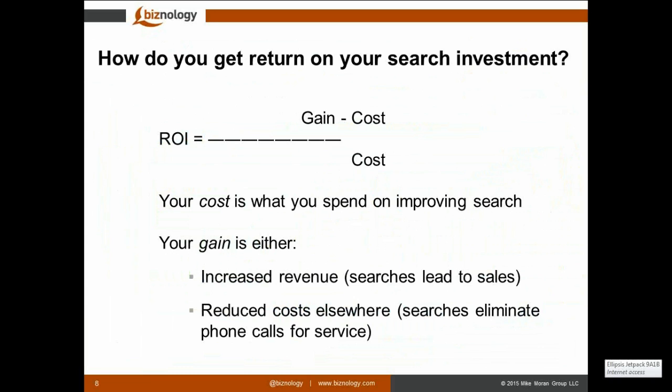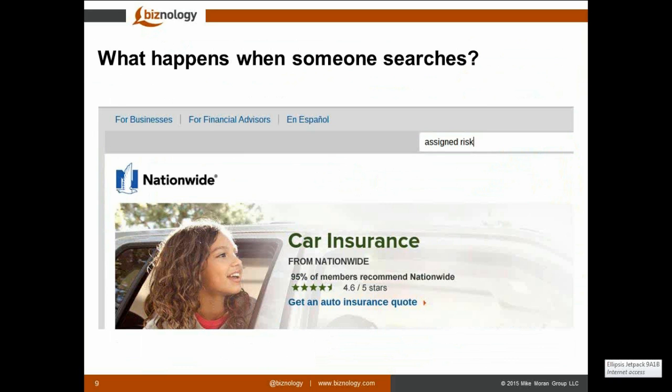So the gain could be either of those things or a combination of both. So let's figure out what's really happening when someone searches for something. Let's look at this example from Nationwide Insurance. What is someone looking for when they search for assigned risk? Those are the keywords they picked out.